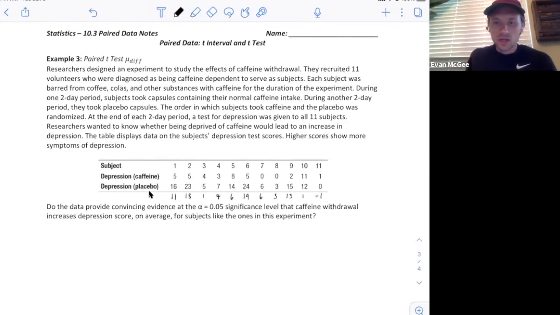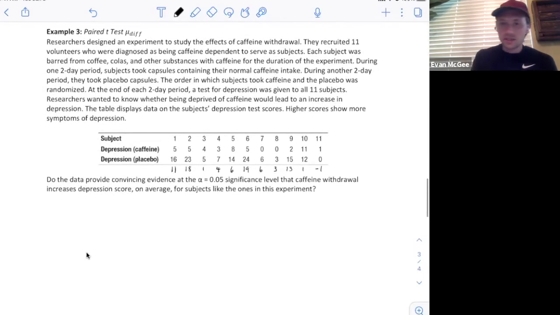I chose to do the placebo minus the caffeine. That way we're working with mostly positive numbers. So the difference for subject 1 was 16 minus 5, which is 11. The difference for subject 2 was 18 minus 14, which is 4, and so on and so forth. So now we can treat this information right here as one sample, and we will state our hypotheses and the parameters of interest.